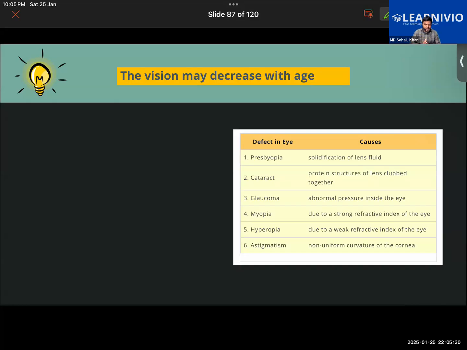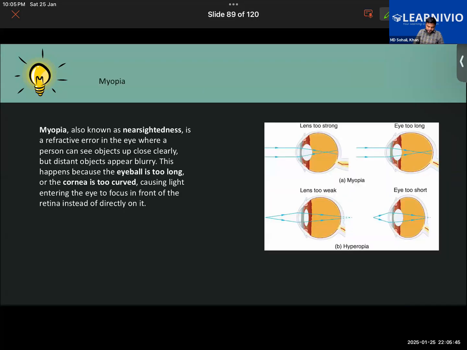Okay, then we had discussed the different types of eye defects, and also the ways in which they can be cured. First let us talk about myopia, also called nearsightedness, right? This defect occurs when the light rays are focused in front of the retina. It should be focused onto the retina, but it is being focused in front of the retina, right?